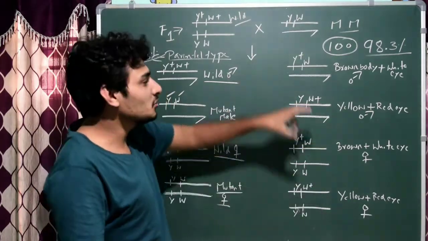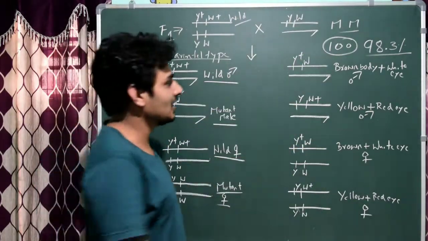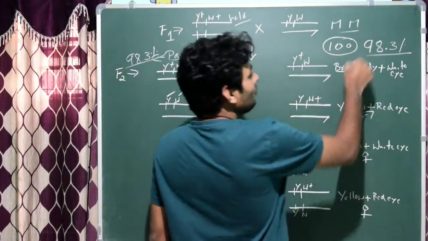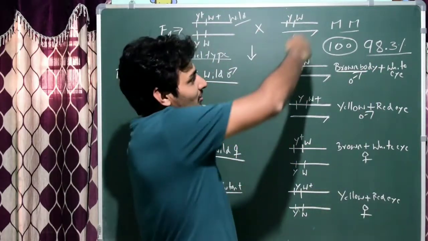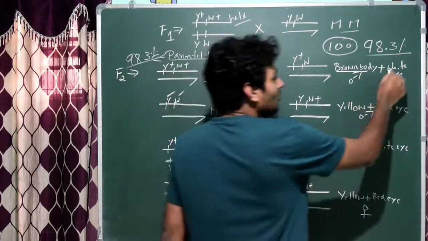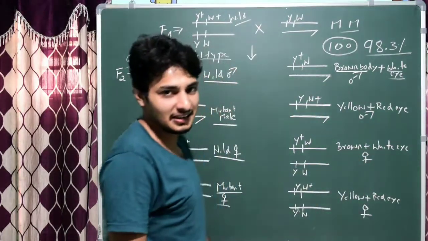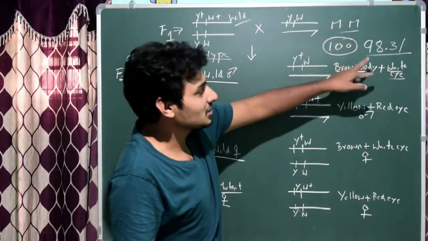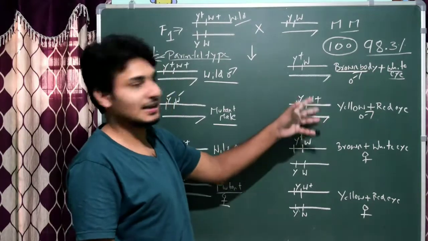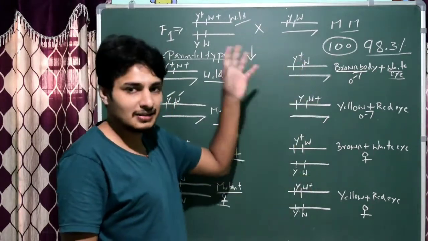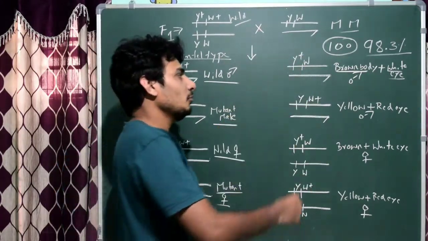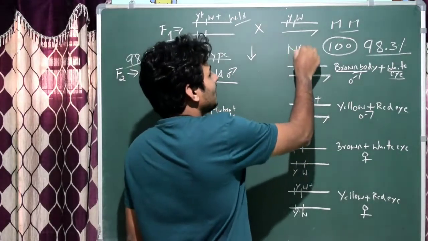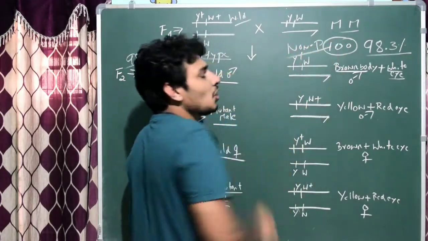In some cases you could see a mixture of the characters, like having a brown body, which is actually the dominant trait, but white eye is the mutant, the recessive type. You could see these two characters in one organism of the F2 generation. Then obviously that is non-parental type. Exactly right, which is non-parental.